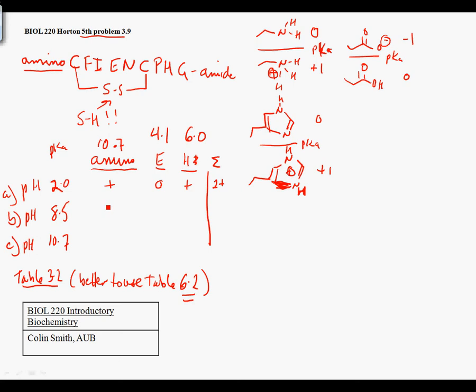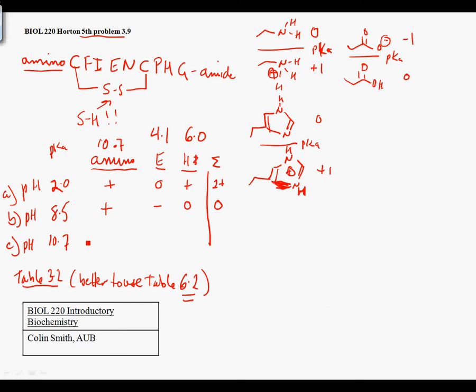At 8.5, the amino group is still protonated. The glutamate is no longer protonated, so it is now negative, and histidine is no longer protonated, so it is neutral, and that means the molecule will have no net charge. It will be neutral.